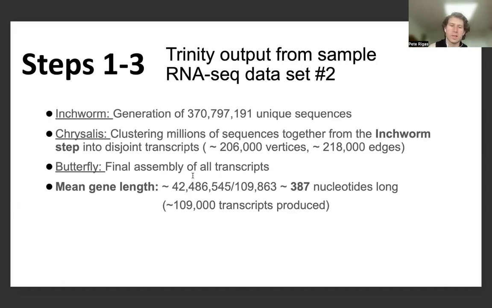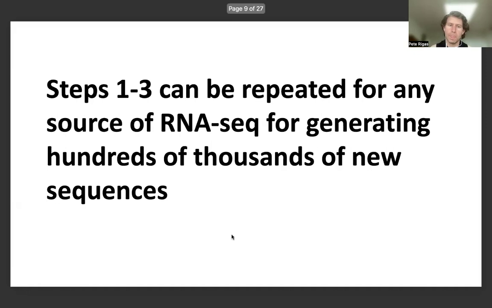And then from the Butterfly stage, which again relates to the final assembly of all the transcripts into a multifaceted file, we were able to conclude that overall, even though the total number of genes produced in this compilation of Trinity was a little bit less, the mean gene length was a little bit higher, from around 109,000 transcripts that were produced.